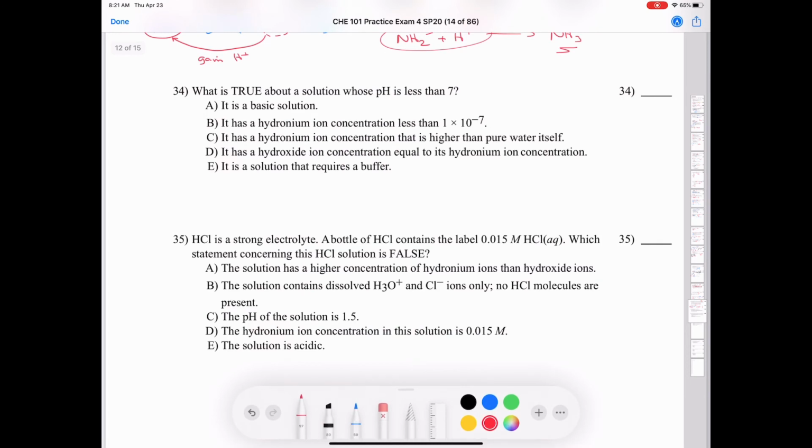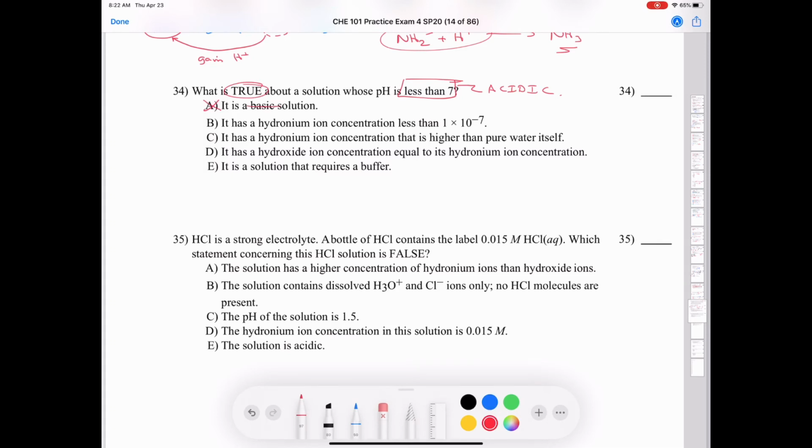Question 34, what is true about a solution whose pH is less than 7? And by now you should be aware that when you have a pH equal to 7, this is what we call neutral pH. And if you have a pH of less than 7, pHs below 7 are acidic.